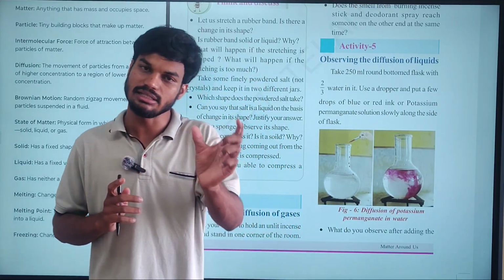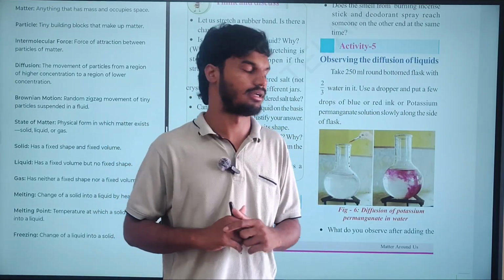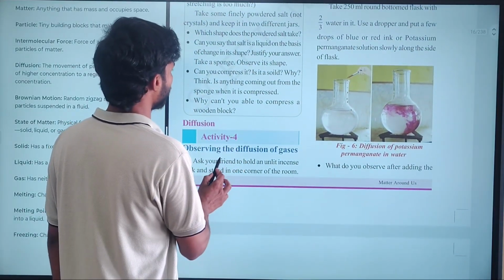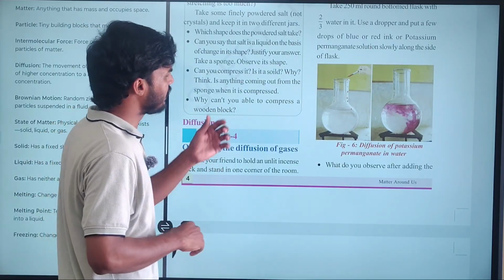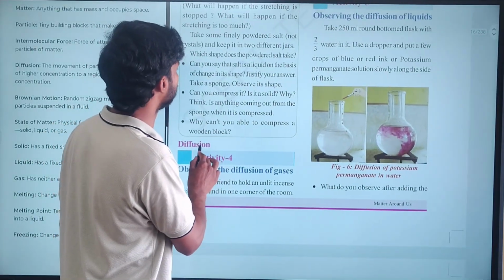And this rubber band is in the solid state. Next, can you compress it? It is a solid. Why? Think and discuss.